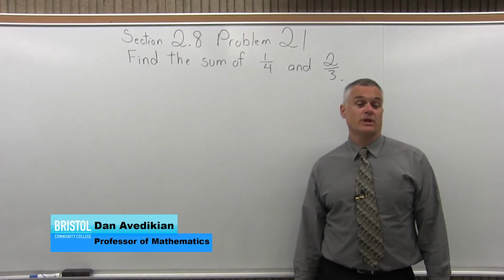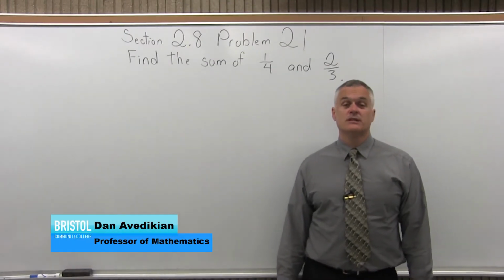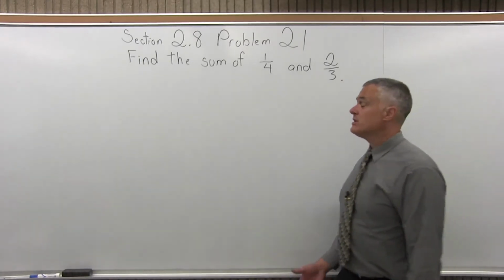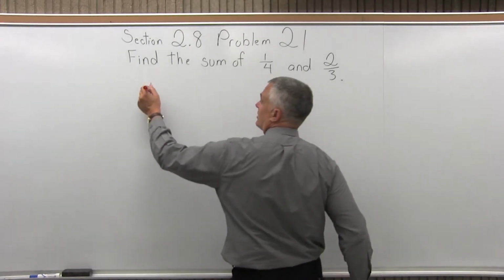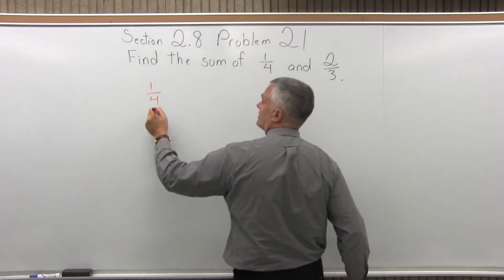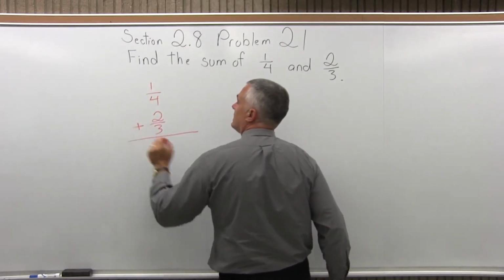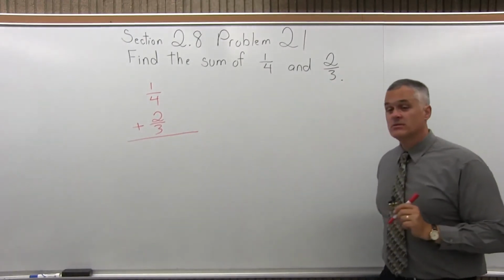This is Section 2.8, Problem 21. It says find the sum of 1/4 and 2/3. So this is just a simple addition problem, 1/4 plus 2/3. And we have to find the common denominator.